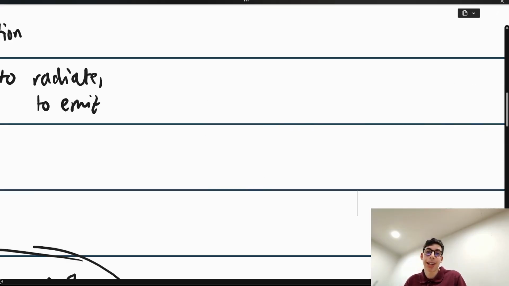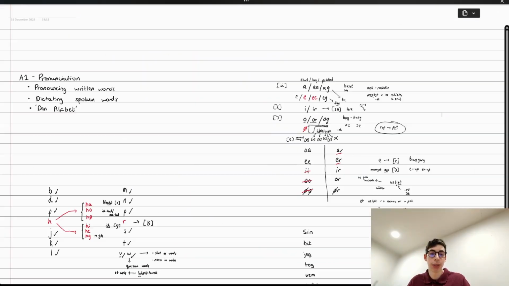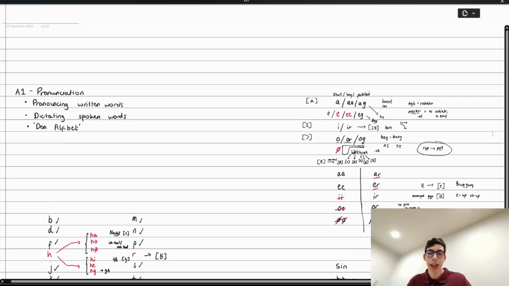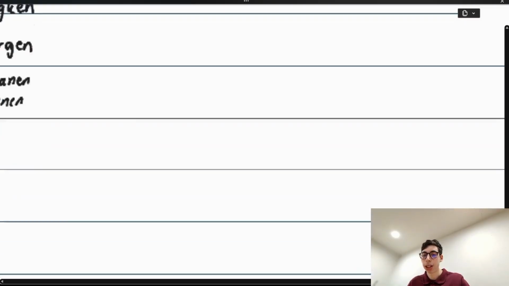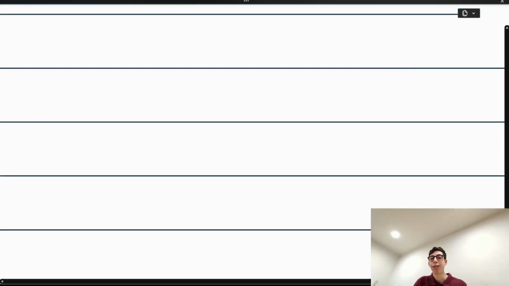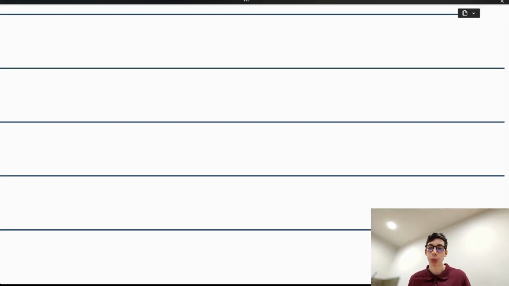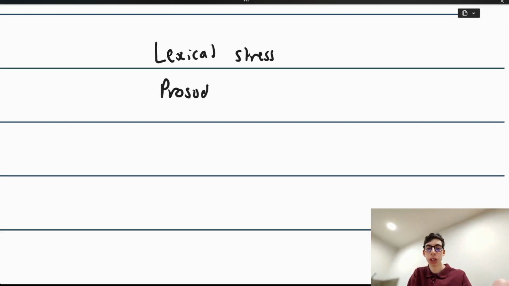And that's it. If I just zoom out to let it sink in, that is how you pronounce letters. There's one thing we haven't done then. We talked about how we pronounce letters, but we haven't talked about how we stress words. Now, there's two types of stress. There's lexical stress, and there's prosodic stress. I'm just going to check I'm getting them the right way around because I don't want to ruin this entire lesson.